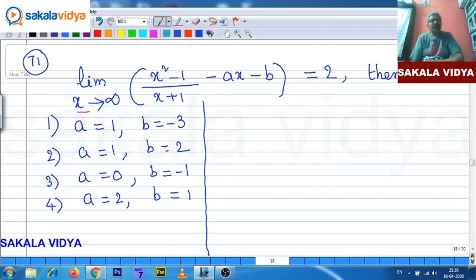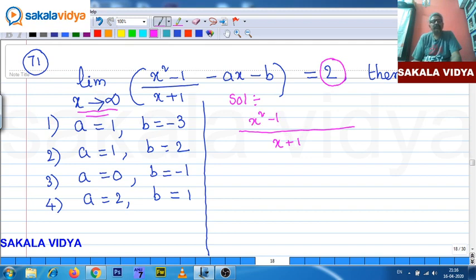So, now limit x tends to infinity of x square minus 1 by x plus 1 minus ax minus b is equal to 2. This is the finite limit. Finite limit means though we have 0 by 0, by L'Hospital's rule we need to get the constant. So, first we need to simplify this one. Take x plus 1 LCM: x square minus 1 minus ax into x plus 1 minus ax square minus ax, minus b into x minus bx, minus b into 1 minus b.